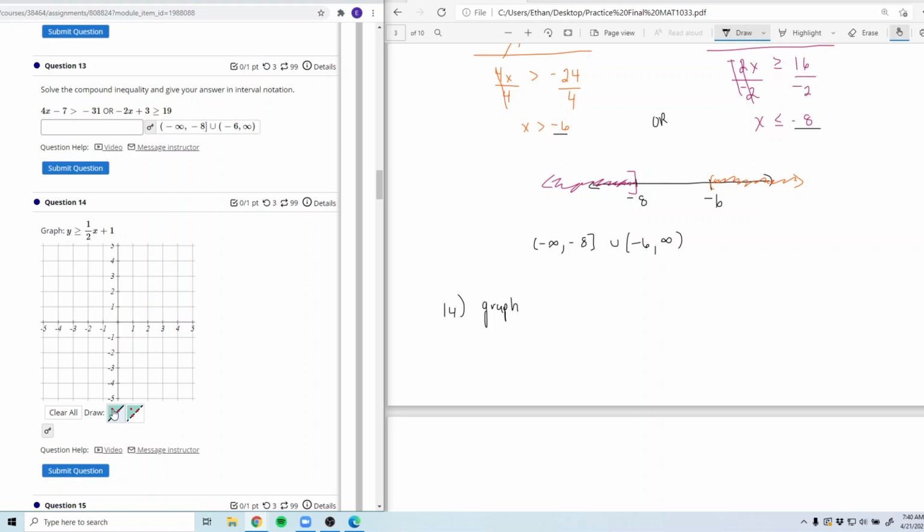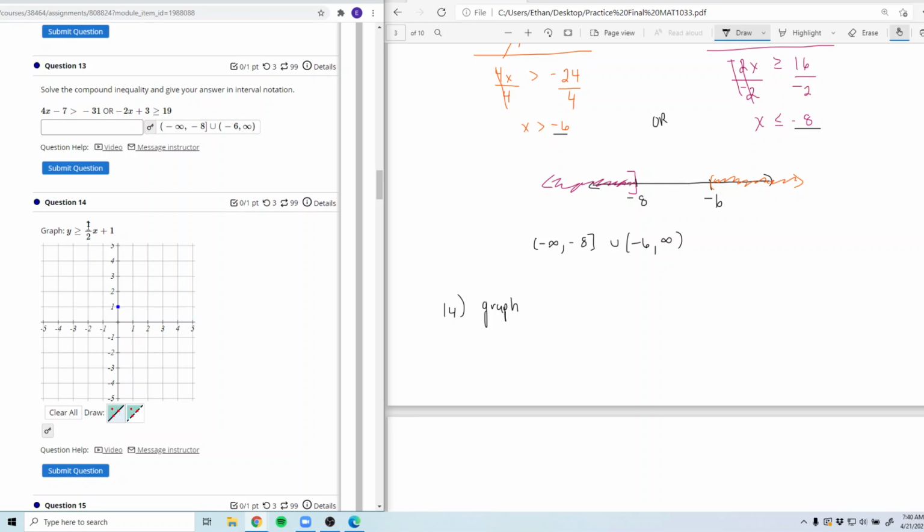So I'm going to choose this one. If I chose this one, I would automatically be wrong. All right, so we got this one. Now, how do we start drawing graphs? Well, we first graph the y-intercept, which is at 1. We go ahead and just put a point there.